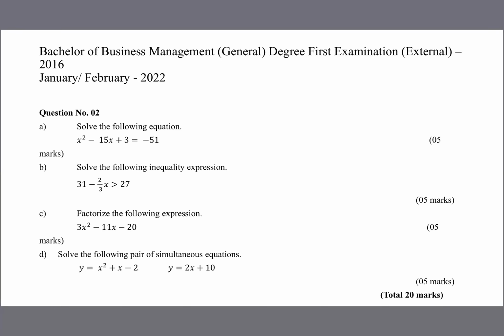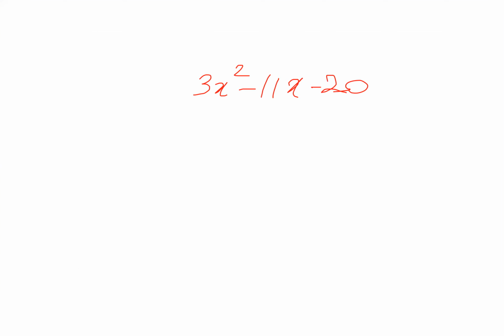Any more questions in the same section? Yes, there are two parts, right? So C is also a very easy one, factorization, same as before. I'll show you: 3x squared minus 11x minus 20, right? Now look at this one. This is also a quadratic function, but be careful here. Here 3 is the coefficient of the x squared term, right?